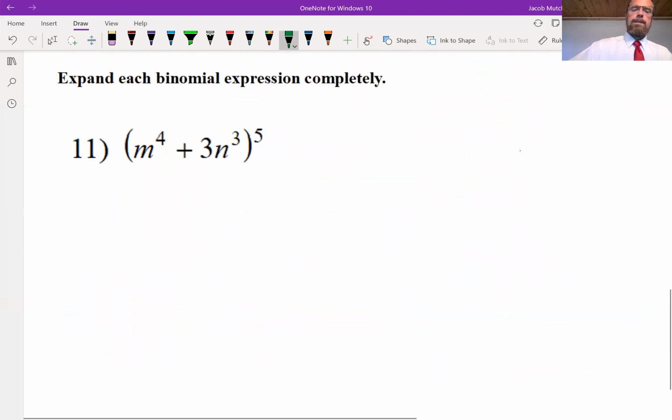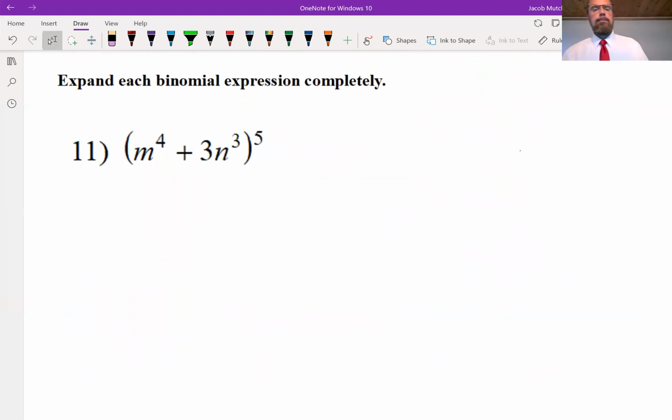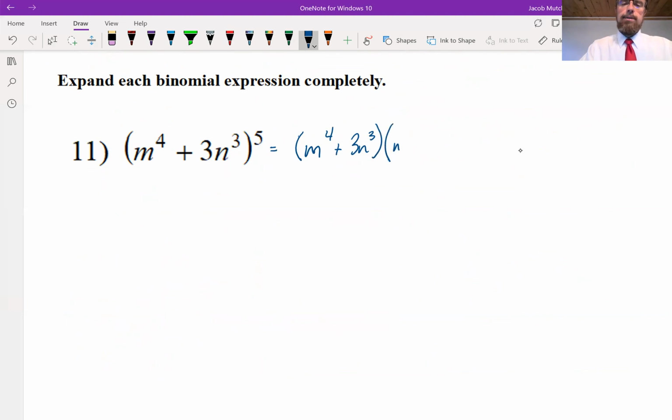Here's our final example. Here we want to multiply (m^4 + 3n^3) to the power of 5. So again, what I want to do first is list it out so that I can pair up factors. m^4 + 3n^3, and we're going to write that again 5 times to represent the power of 5.